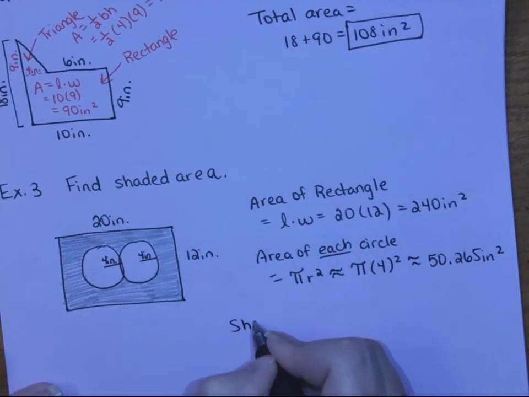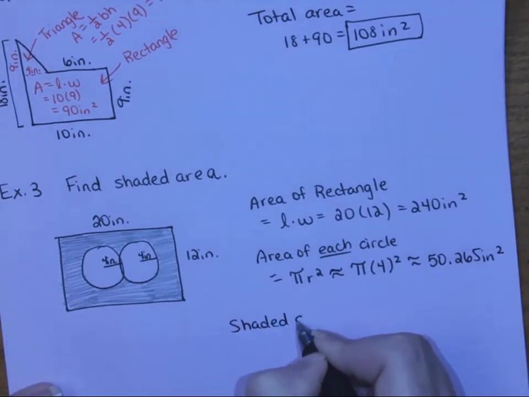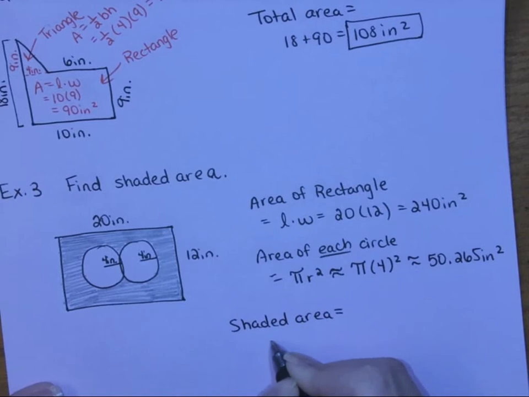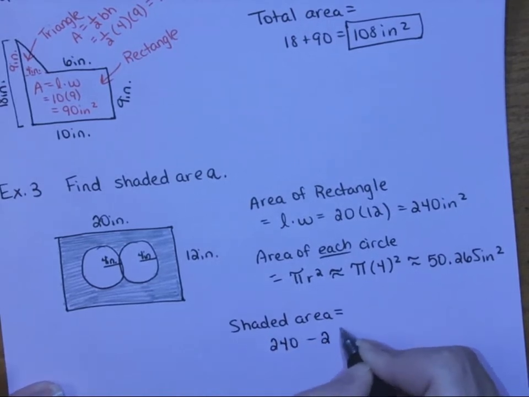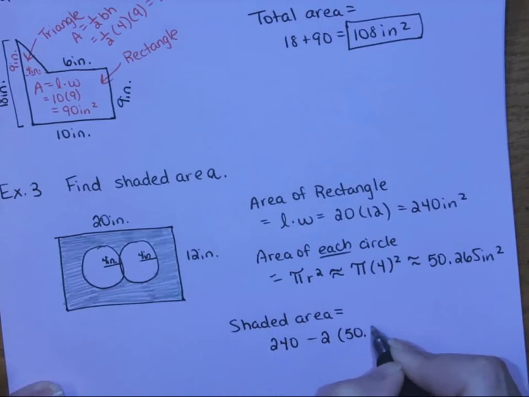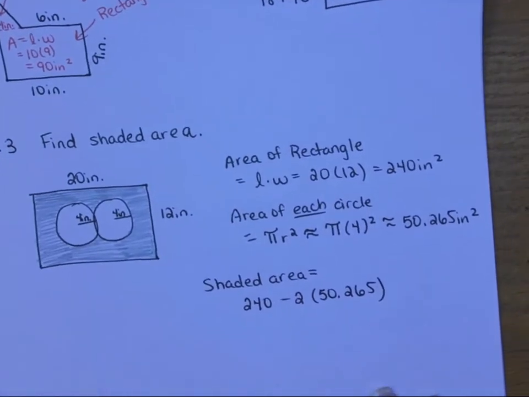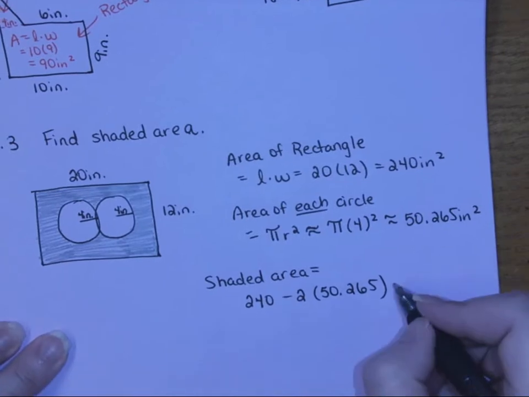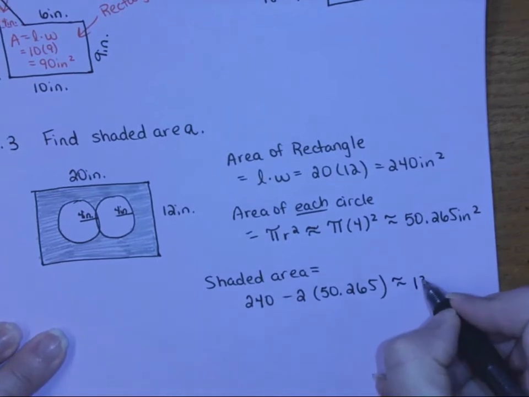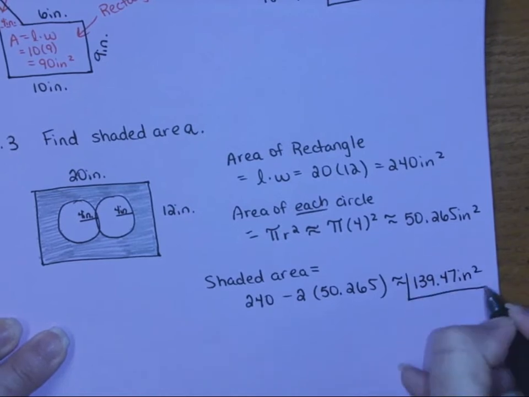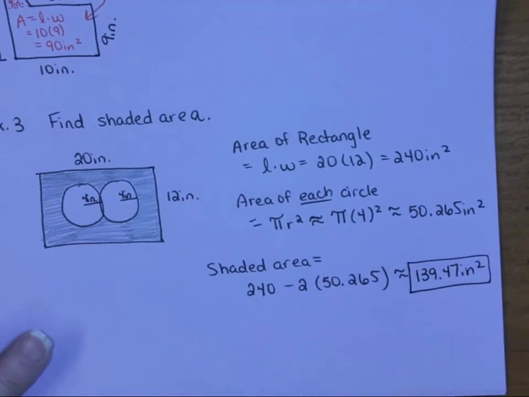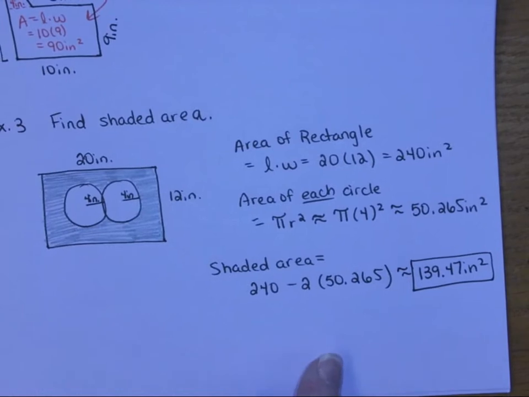And then if I want the shaded area, notice I wouldn't want to add these, right? I would want to take the bigger area of 240 and minus twice the smaller area. Okay, twice because we're talking about two circles. And then in the end we get approximately 139.47. You're always going to have approximate answers when you're talking about measurements for circles because pi is not a pleasant number.